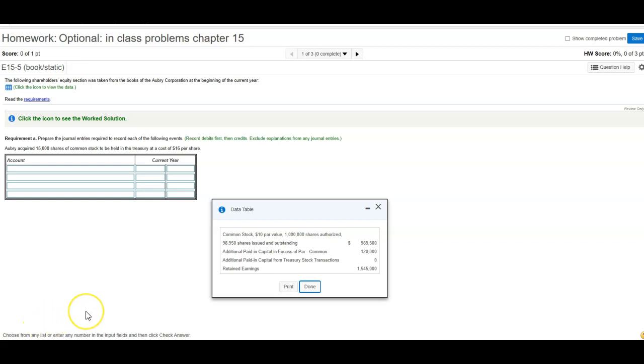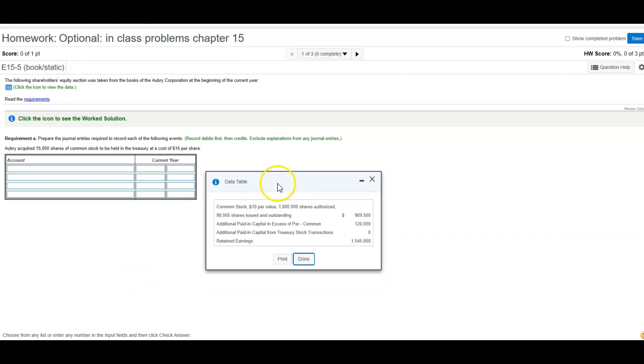Hello class. In this example, we're going to be walking through Treasury stock transactions, and we're also going to see how that affects the dividends that are paid out and then the final stockholders' equity section. To begin with, I've clicked on the optional in-class problems from Chapter 15. You have an algorithm of this on your homework.